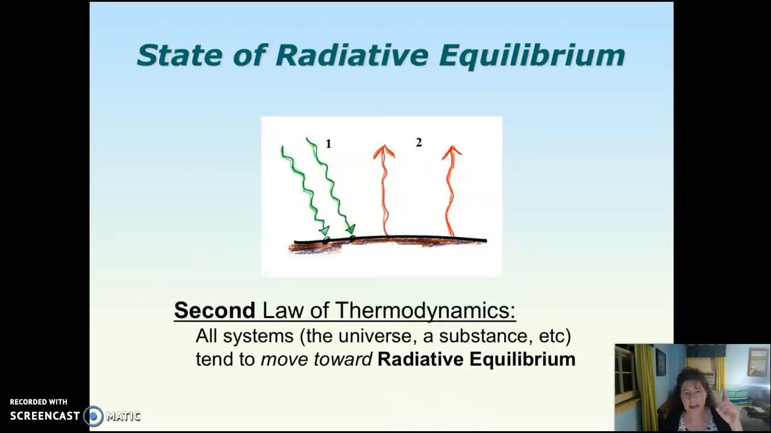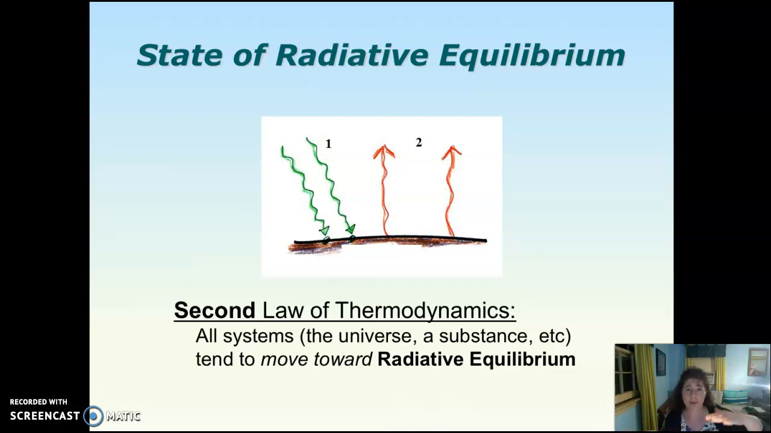the difference between being a black body and being a body in a state of radiative equilibrium. A black body absorbs everything that comes at it and emits everything that comes at it. A state of radiative equilibrium says that all systems, following the second law of thermodynamics, tend to a state of radiative equilibrium. If you've got incoming hot solar radiation, you will tend to want to cool that area. So hot and cold meet in the middle.